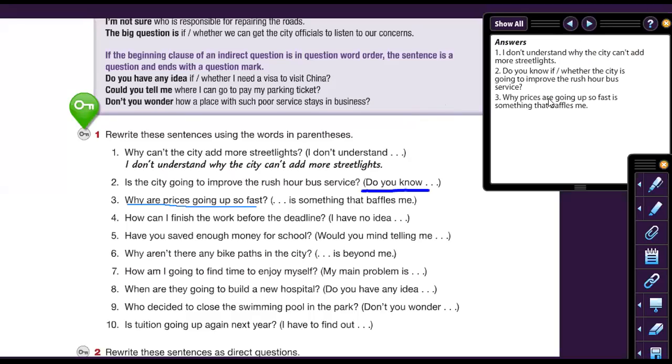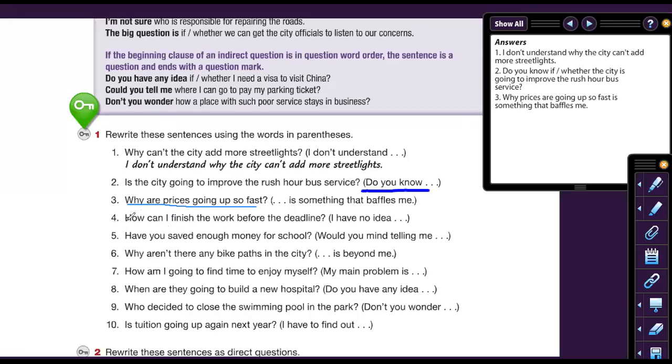Okay, I'm going to display: why prices are going up so fast is something that baffles me. As I told you, we have to use the affirmative order, not the question order. Here, let me find the, okay, look here. In this part, we have the, oh, wait, where's my spotlight? No, I don't want to have my mouse. Okay, color red. I can change the color. Okay, all right, look here.